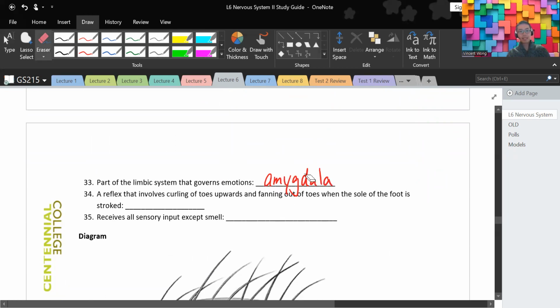Okay, so amygdala. A reflex that involves curling of toes upward and fanning out of toes when the sole of the foot is stroked. That's the Babinski reflex. Finally, receives all sensory input except for smell. Thalamus.